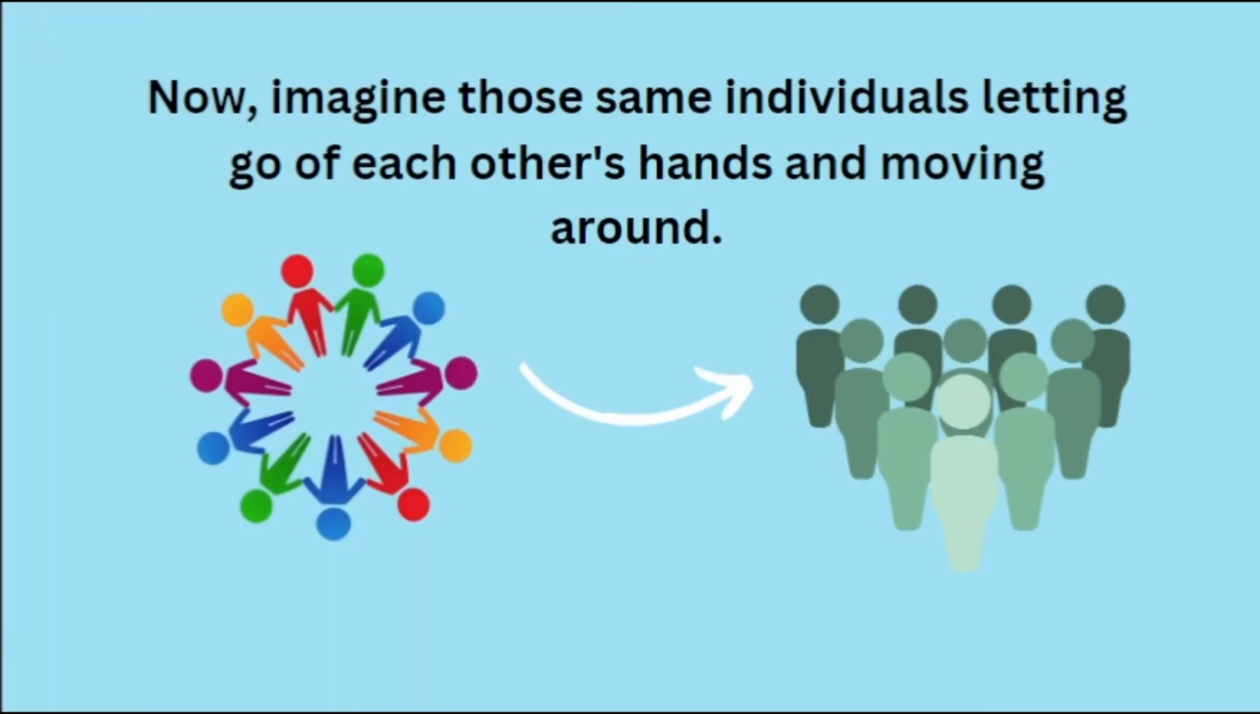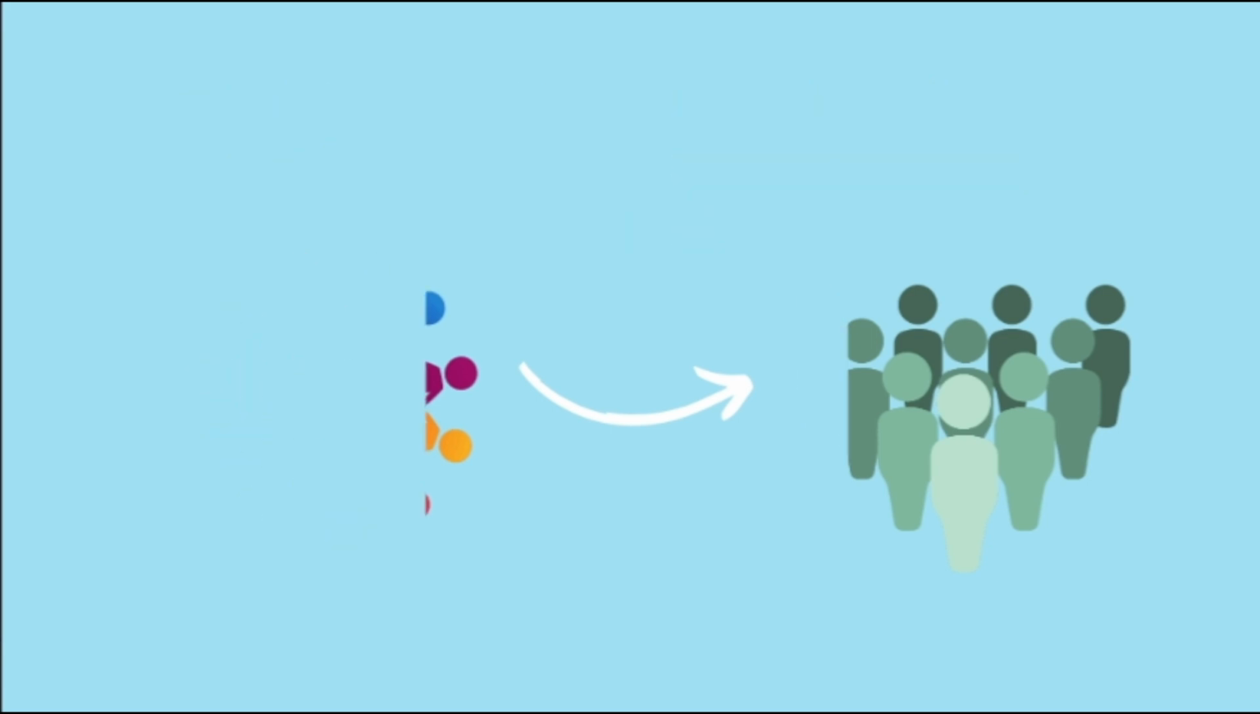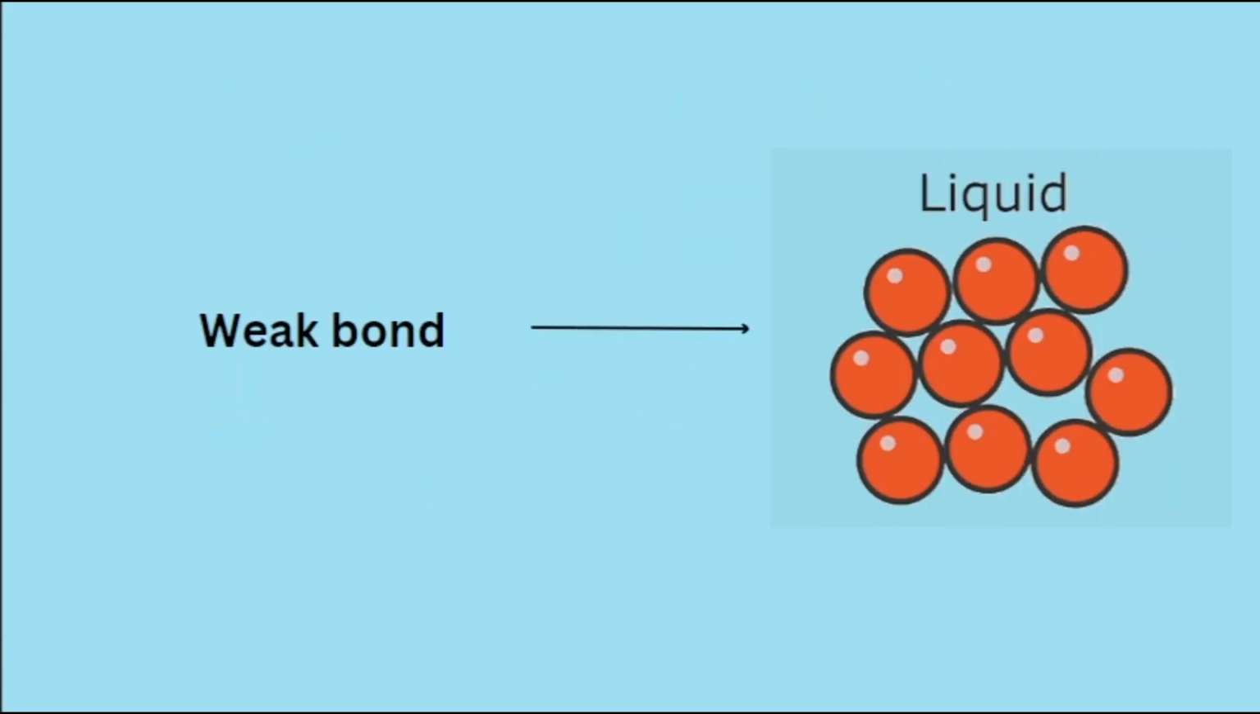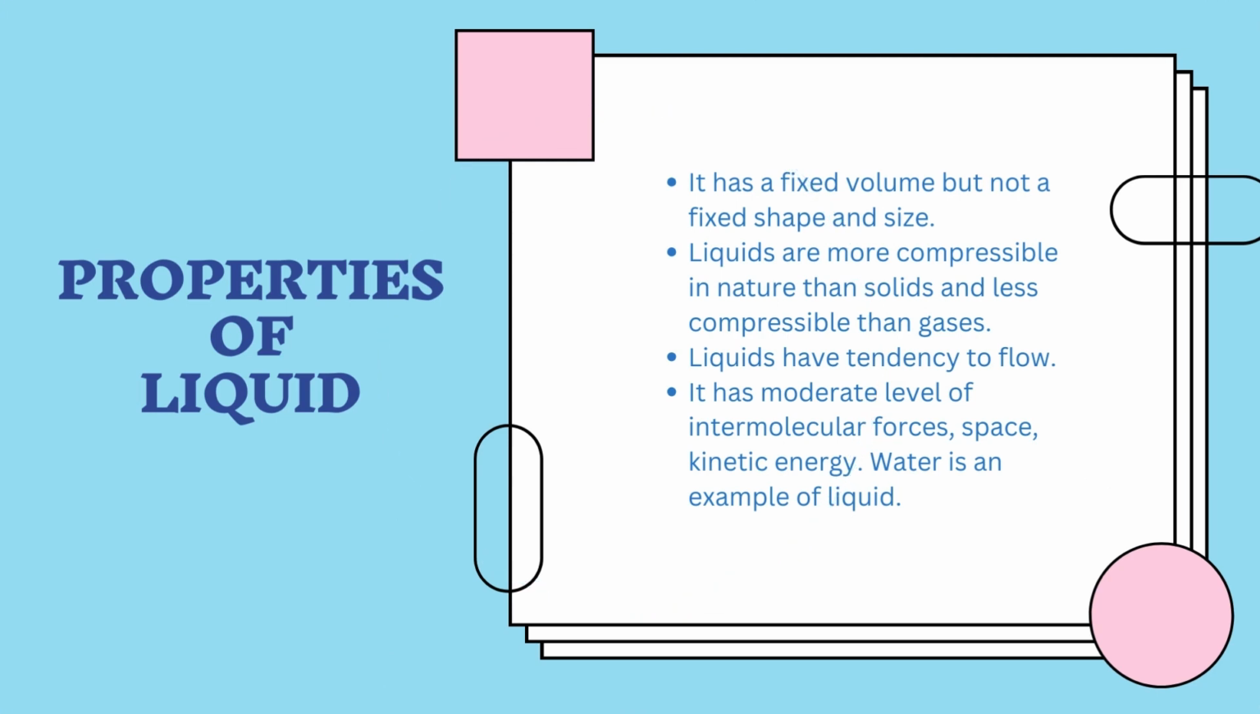Now, imagine those same individuals letting go of each other's hands and moving around. This is because they have a weak bond. These are the properties of a liquid.